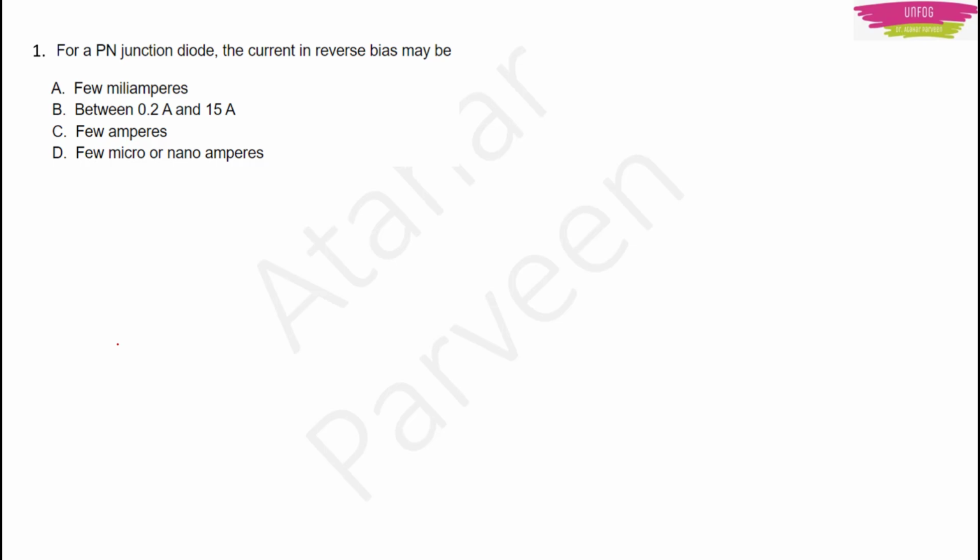For a PN junction diode, the current in reverse bias may be... See, in reverse bias I told you, right? In reverse bias the current is in microamperes, whereas in forward bias the current is in milliamperes. So option D will be the right answer.